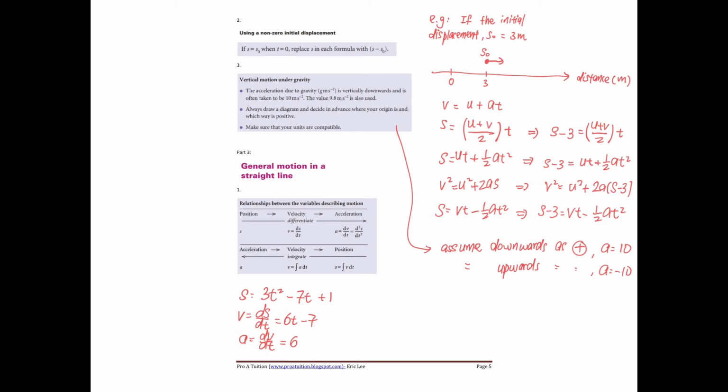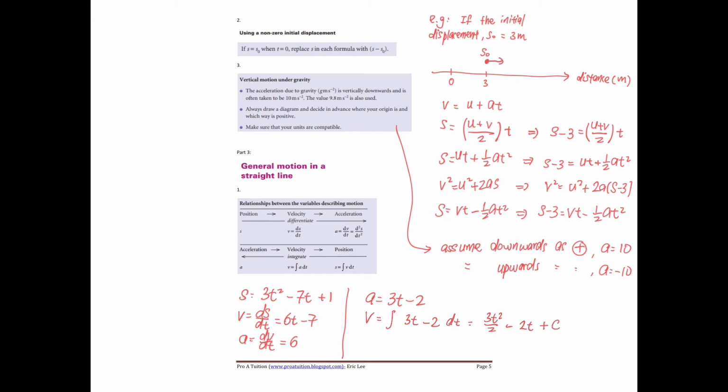So if you are given acceleration, for example, acceleration equal to 3t minus 2. So if acceleration is given, then you want to find velocity, you have to integrate the acceleration. So for this case, acceleration is given, and now you integrate 3t minus 2. Then you will get 3t squared over 2 minus 2t plus c.